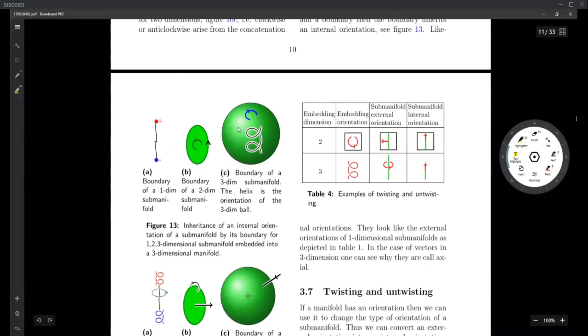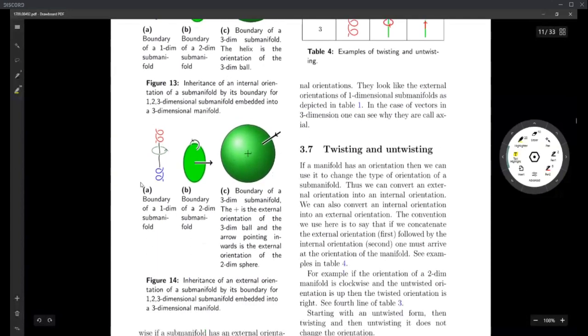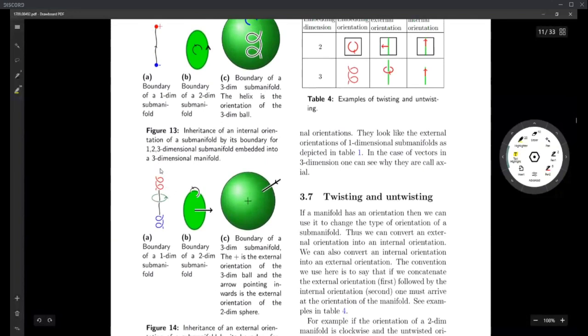And the boundary of a three-dimensional manifold, of course, you have a sphere right here. And it is following the same helix rotation of the three-dimensional ball. For an external one right here, you can notice how this follows more of a helix structure. It just revolves around and catches on. So that's one. This, again, is an external one where you have it pointing out. And the boundary is also going in an anti-clockwise direction. This is going in the anti-clockwise direction again, towards the right.